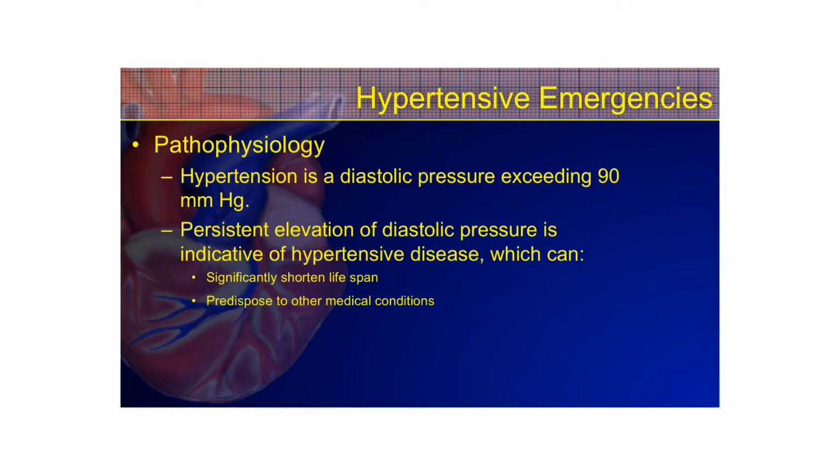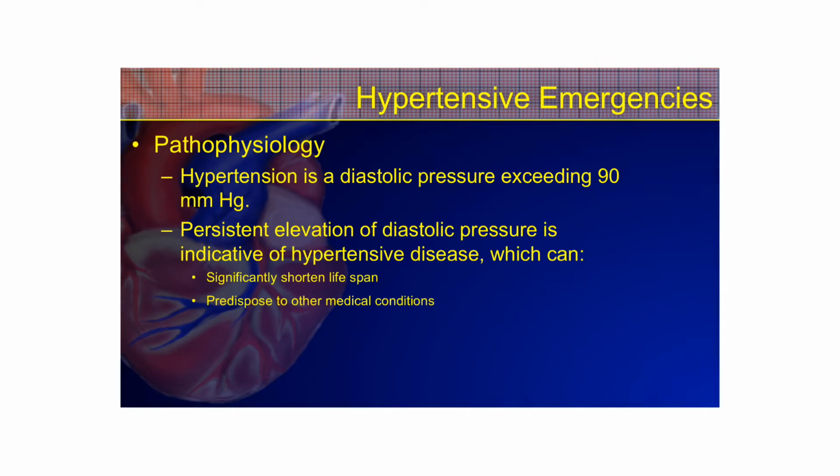Next, we'll talk about a very common type of call, your hypertensive emergency. Hypertensive emergencies are defined as a diastolic blood pressure exceeding 90 millimeters of mercury, not systolic, which is what most people think of when they're trying to diagnose hypertension. It's called the silent killer because it usually produces no signs or symptoms, and a person can have it for years without even knowing.